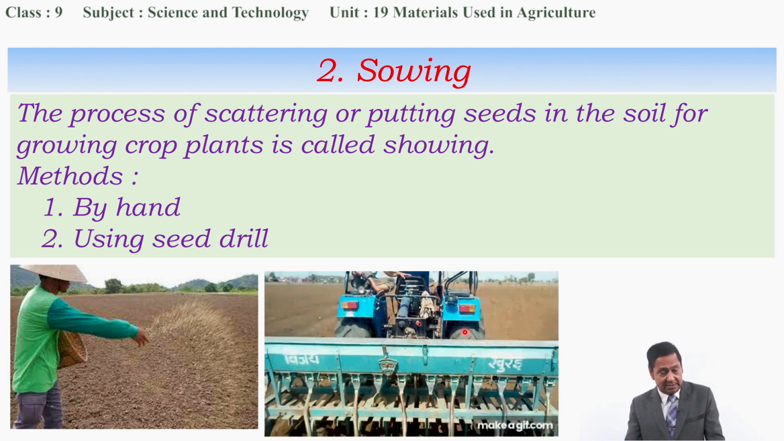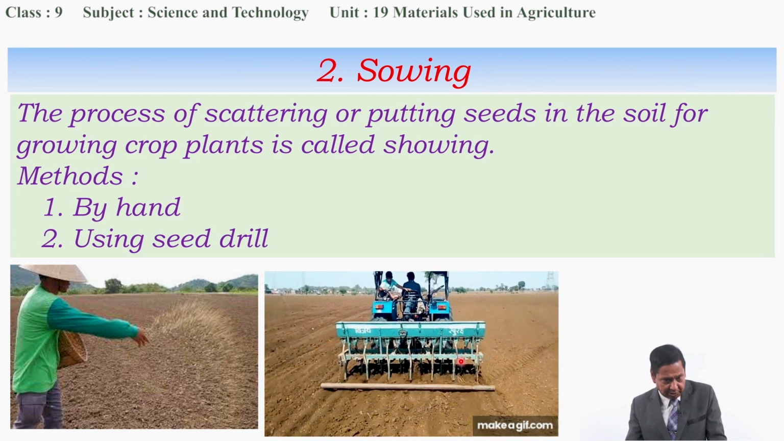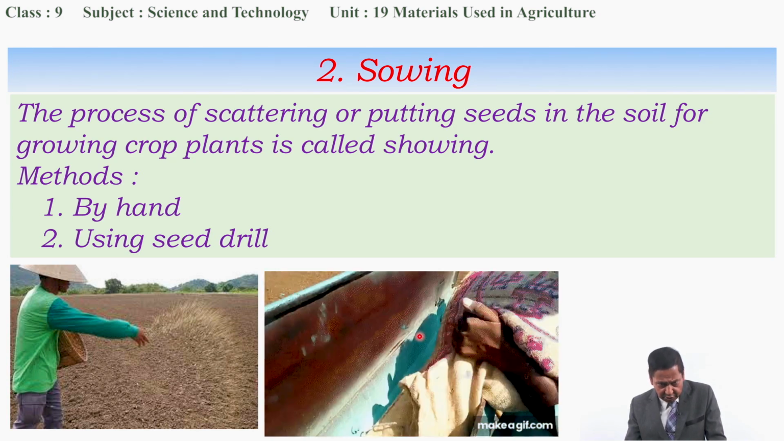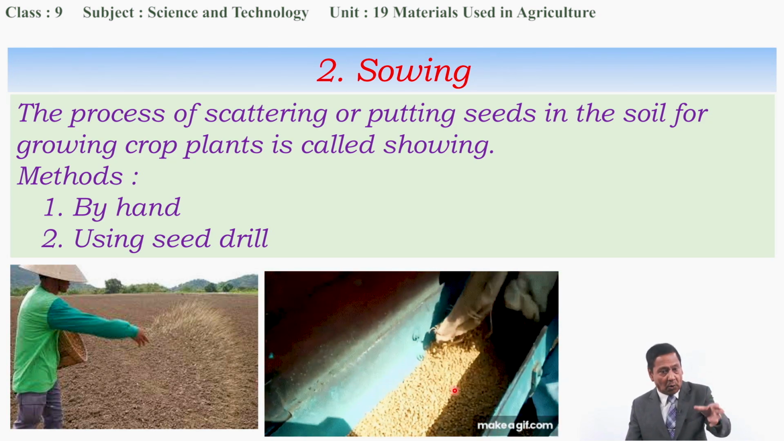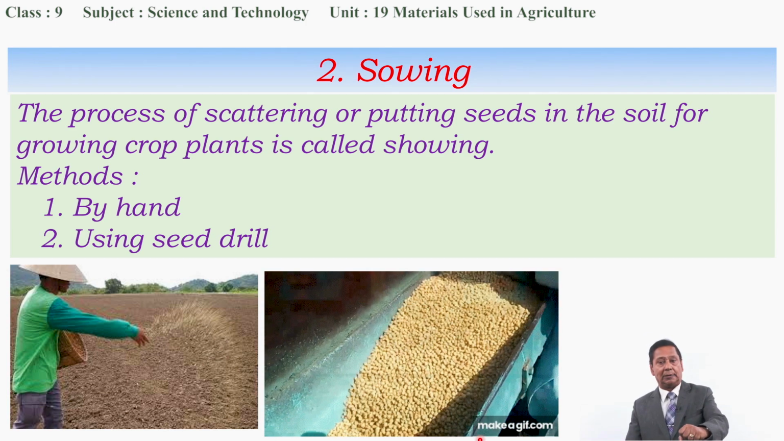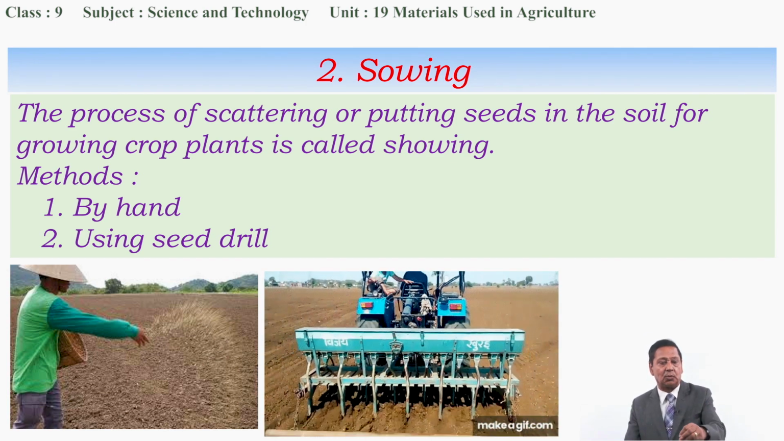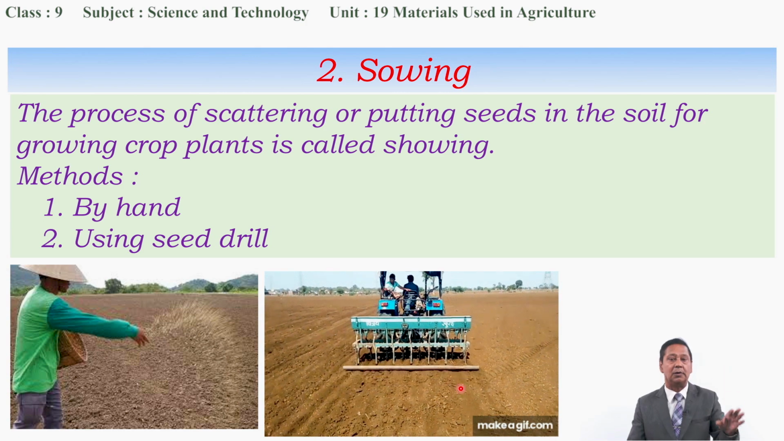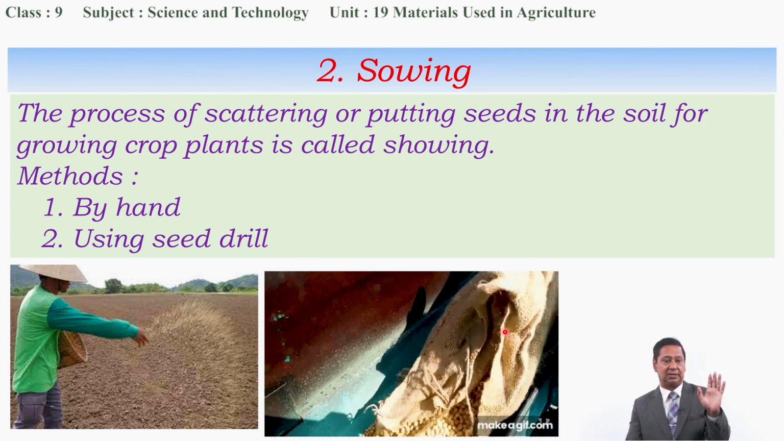Seed is taken in the container and there are many tubes connected to it, and these tubes bury it, sowing it into the soil. It goes inside the soil. That's why it wouldn't be eaten up by the birds either. The sowing is done this way.